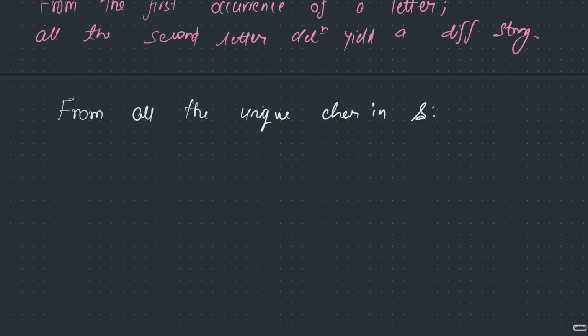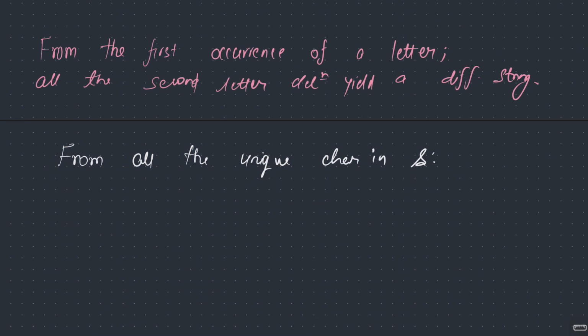Now my question is, can you see that this is an exhaustive enumeration? In the sense, this covers all the possible unique strings that you can generate. What I'm trying to say here is, from all the unique characters in S, find out how many second letter deletions are possible from its first occurrence, and add that to a total count. So total plus equals n minus the first occurrence of this character, right? So this will be it.